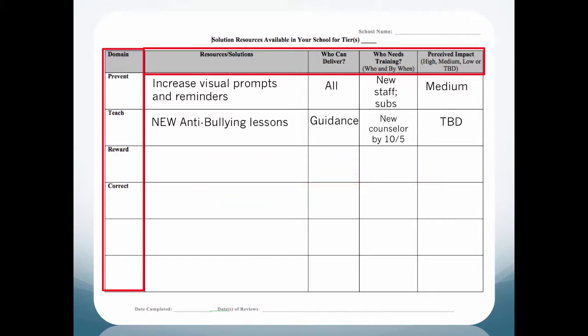Again, reward solutions could be our school tokens that we provide on the bus, in the cafeteria, in the individual classrooms. Anyone can deliver them. Again, we have to go back to the knowledge that any new staff or subs are going to have some type of an orientation to them. And the perceived impact really varies across settings and students, so we have it at a medium to high level.